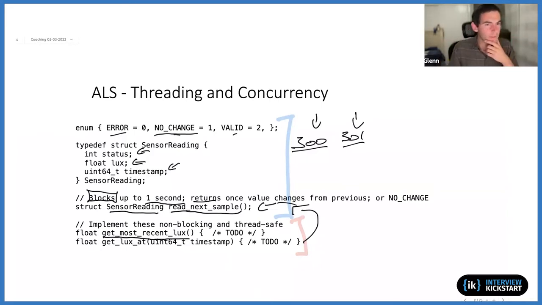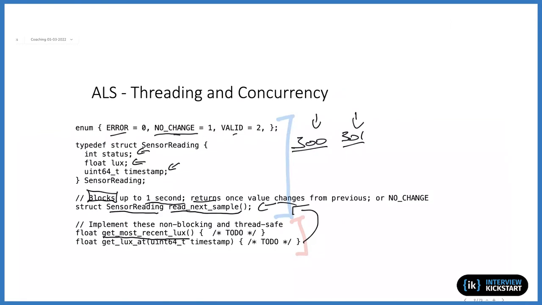Given it, what are people's initial thoughts? How might we go about implementing this function? And what sort of data structures or other things are we going to need to create in order to accomplish it? So can you hear me? Yep.